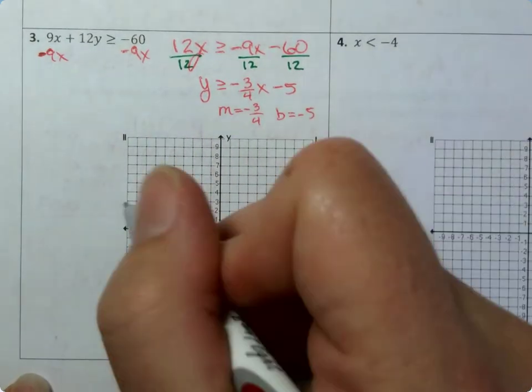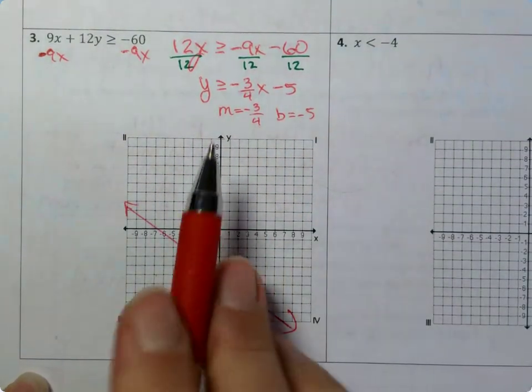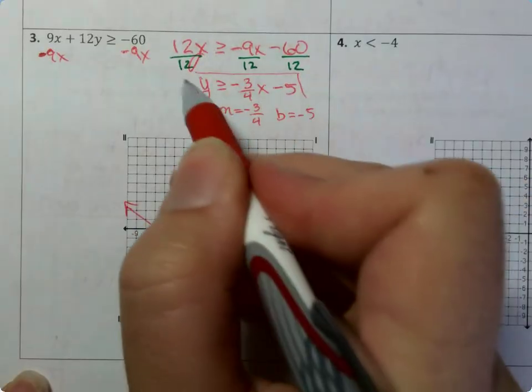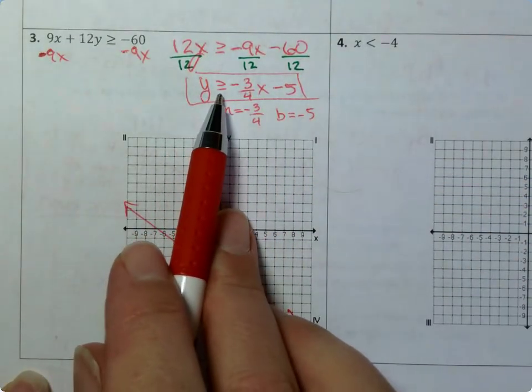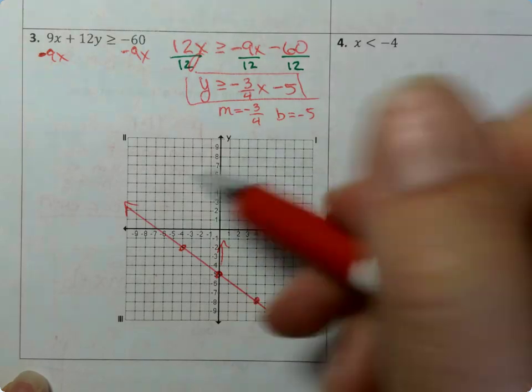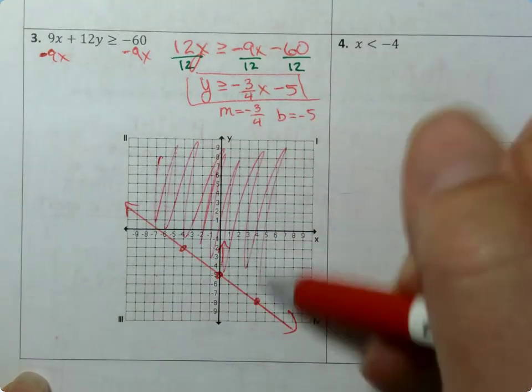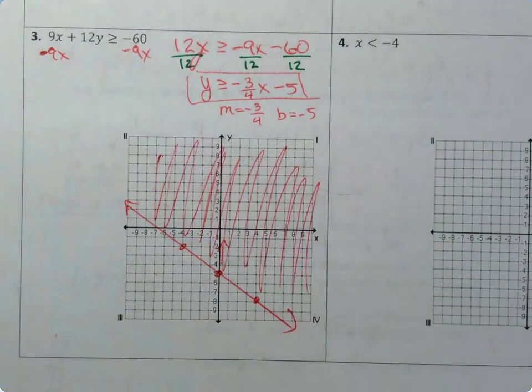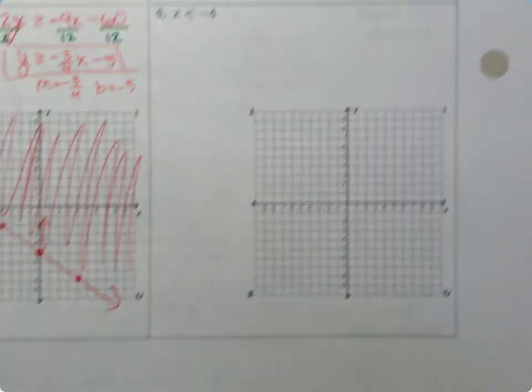And then determine where you're shading. Remember, make sure you're checking your inequality. It says y is greater, so we're going to shade as we go up. Unfortunately, these have all been shading greater, but there could be some shading less than. Okay, go ahead and look at number 4.